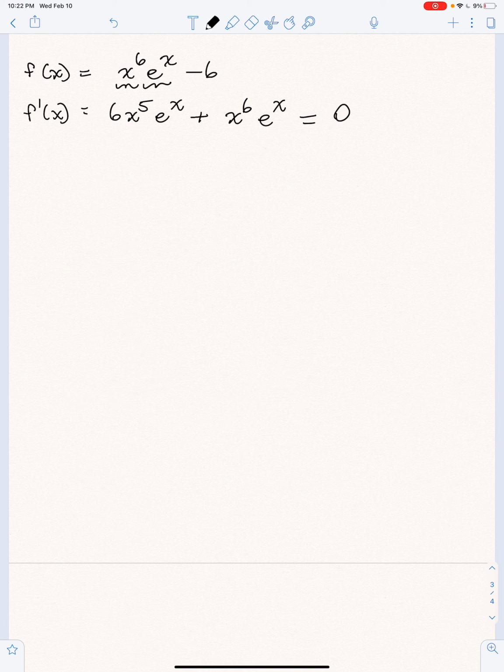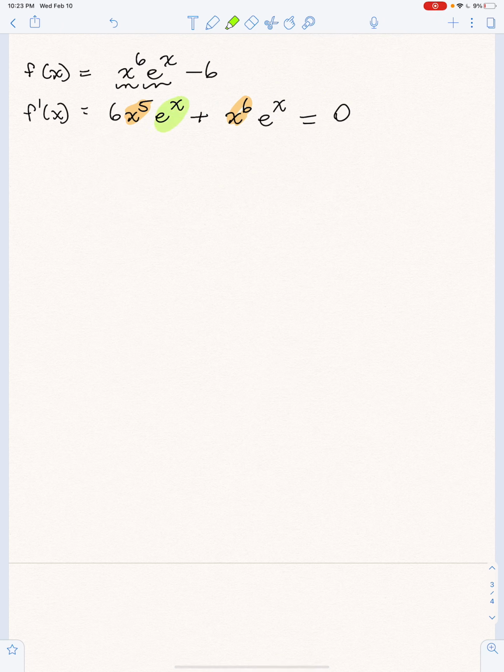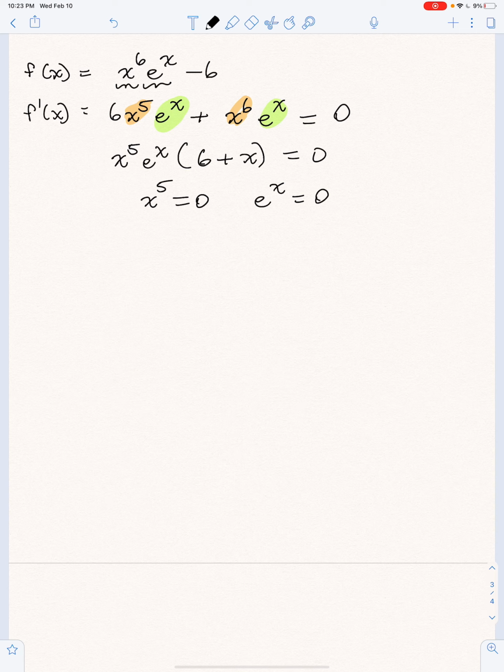Now, what I'm going to do is factor out. Looking at the terms, I can factor out an x to the fifth, and I can factor out an e to the x. So we're going to factor out x to the fifth e to the x, and we're going to end up with 6 plus x as the inside factor equals 0. So that means a couple things are going on here. This means that x to the fifth is equal to 0, e to the x is equal to 0, and 6 plus x is equal to 0. So any one of those three could create critical points for us.